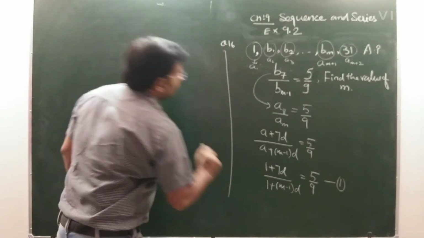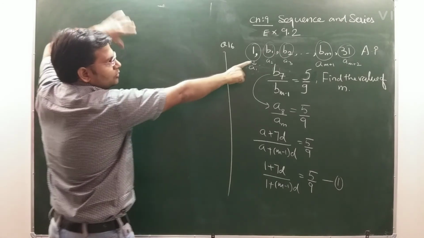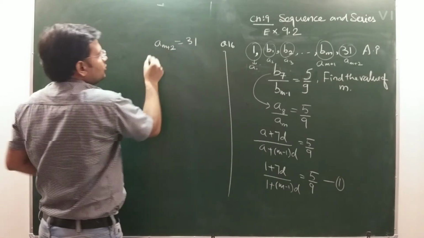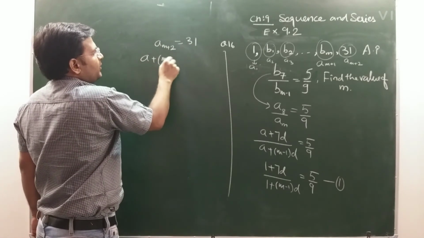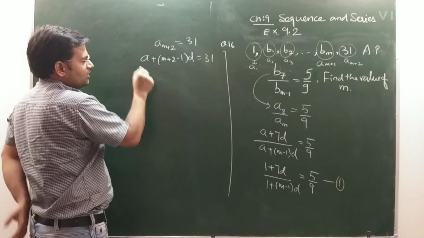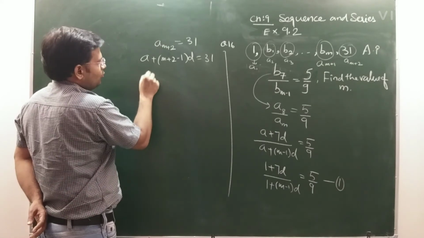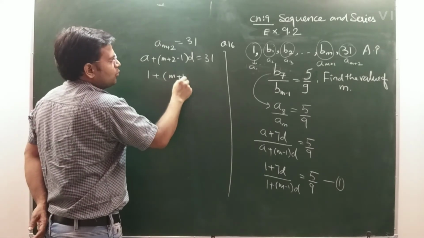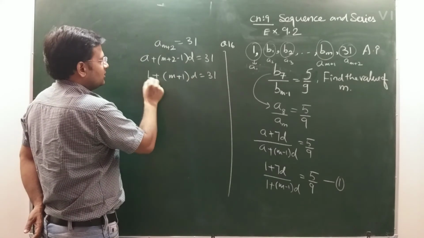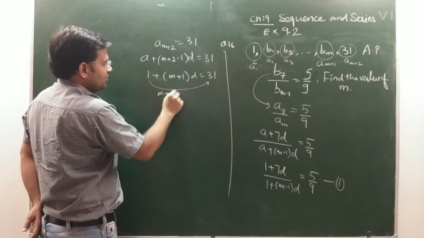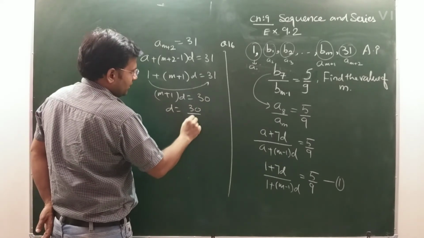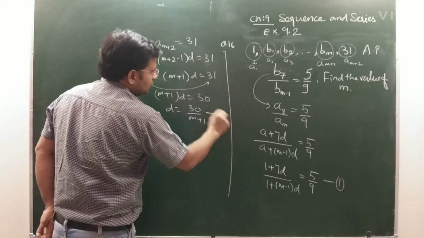So you see how we can find the value of d. Your a(m+2) is given to you as 31. So according to the general term formula, this will be a plus (m plus 2 minus 1)d, this is equal to 31. This is your a, which is given to you as 1. This is going to be 1 plus (m plus 1)d equals 31. So from here you take the 1 to this side, then (m plus 1)d will be equal to 30, and then d will be equal to 30 upon (m plus 1). So mark this equation number 2.